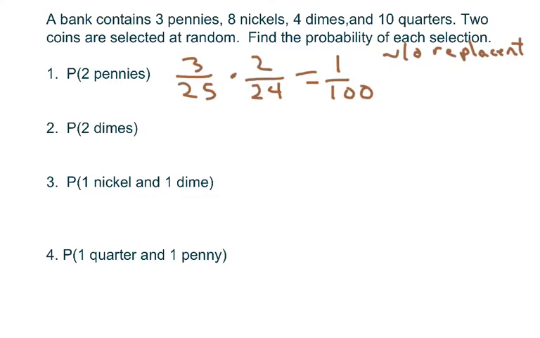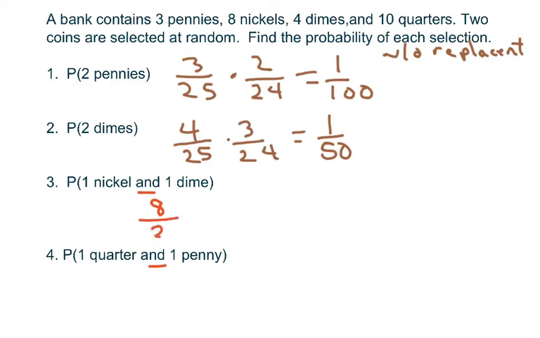Same thing with the dimes. That's going to be 4 out of 25 times 3 out of 24. And when you multiply that, you get 1 over 50. Now, here we run into the same situation with the and. So 1 nickel would be 8 out of 25, and times 1 dime, which would be 4 out of 24.